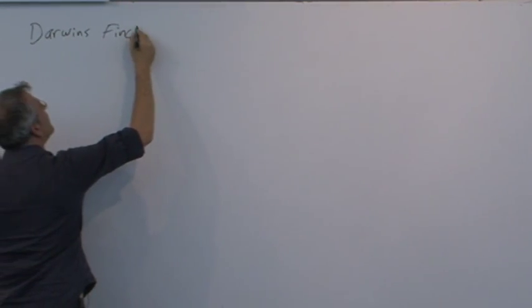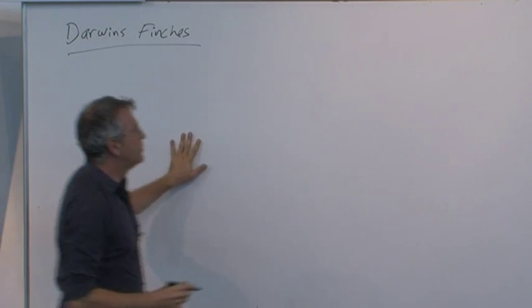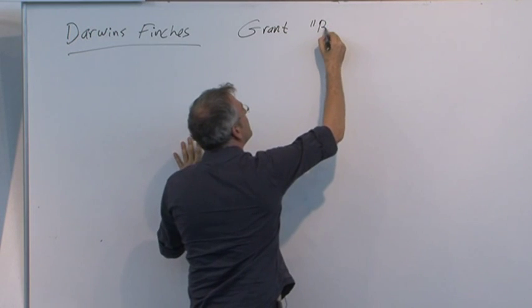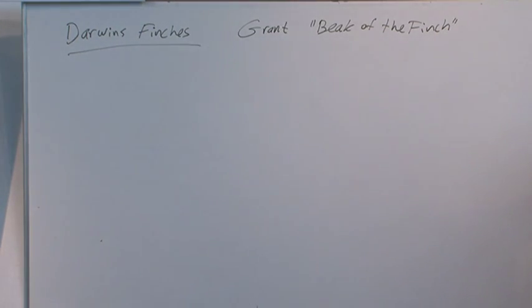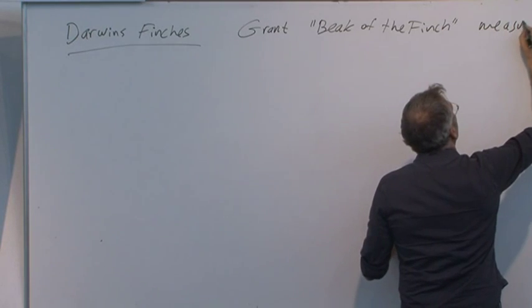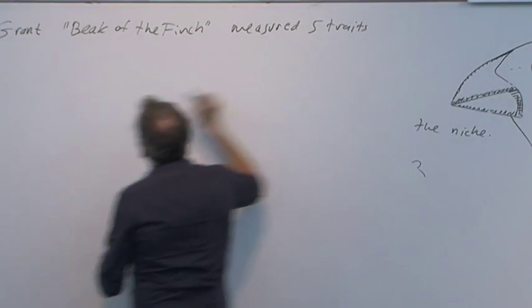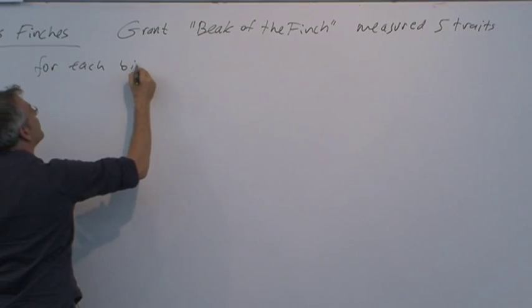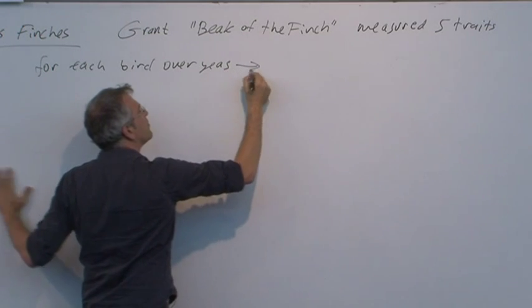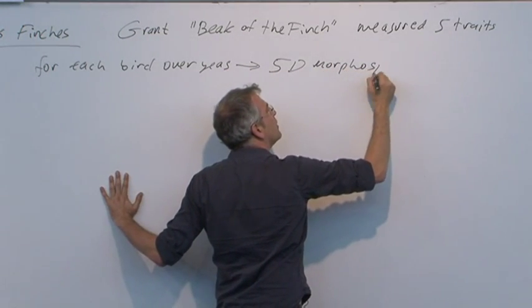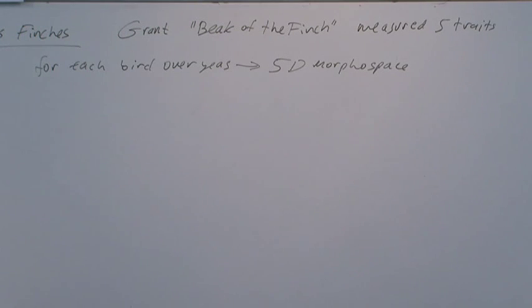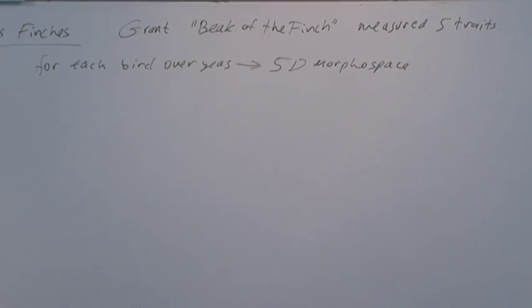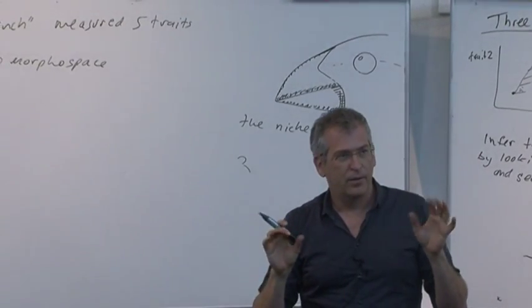Okay, so Darwin's finches. On this island in the Galapagos, Peter and Rosemary Grant, if you want to read The Beak of the Finch, I don't know how many of you have read this very interesting book about their life. It's a popular book about evolution. They measured 5 traits for each bird over years, so it's a 5-dimensional morphospace. They measured mass, beak shape, leg length, things like that. Each bird is a point here. The data falls on 2 dimensions.